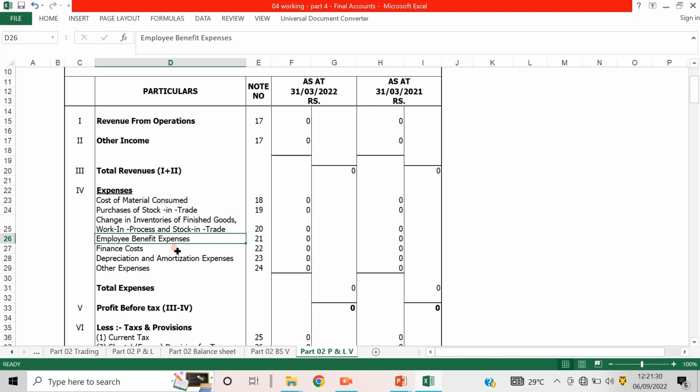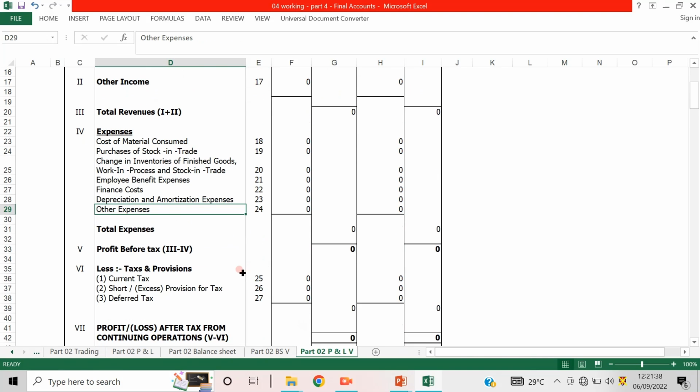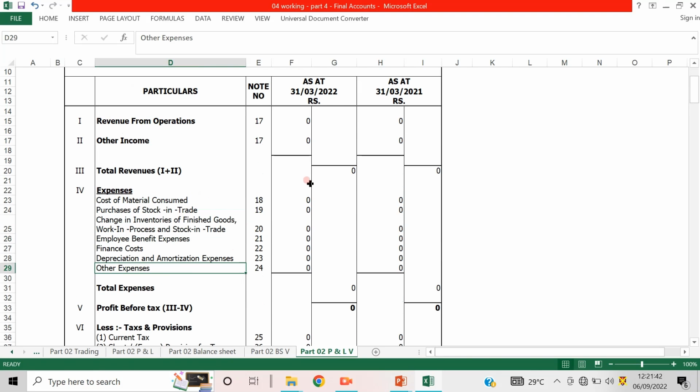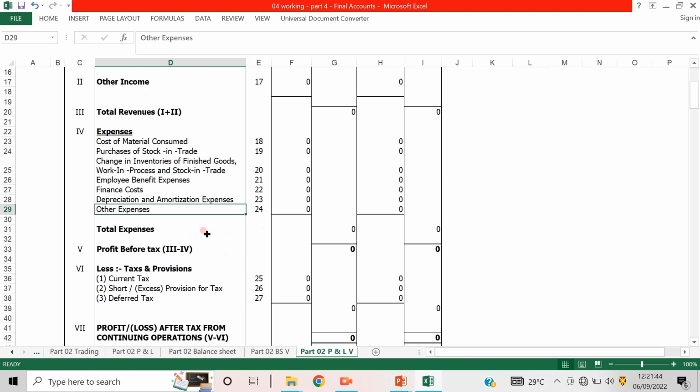और एम्प्लॉय बेनिफिट मीन्स पर्सनल एक्सपेंसेस, फाइनेंस कॉस्ट, फाइनेंस चार्जेस लेते हैं, देन डिप्रिसिएशन, अमोर्टाइजेशन एक्सपेंसेस, अदर एक्सपेंसेस, ये सब लेते हैं. देन उसका मीन्स जो टोटल एक्सपेंडिचर, टोटल रेवेन्यू माइनस टोटल एक्सपेंडिचर इज इक्वल टू प्रॉफिट बिफोर टैक्स. प्रॉफिट बिफोर टैक्स आ जाता है.